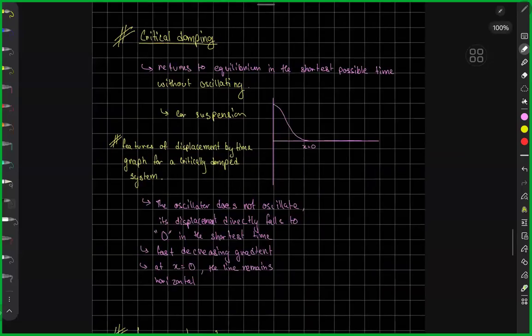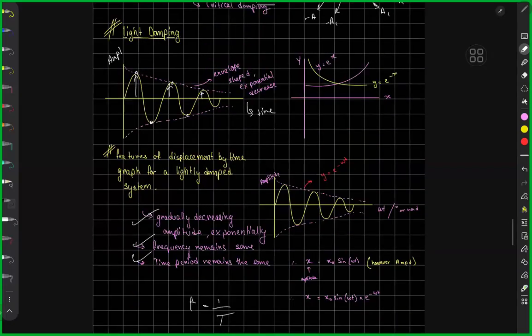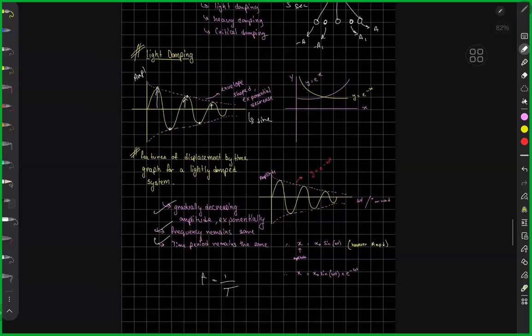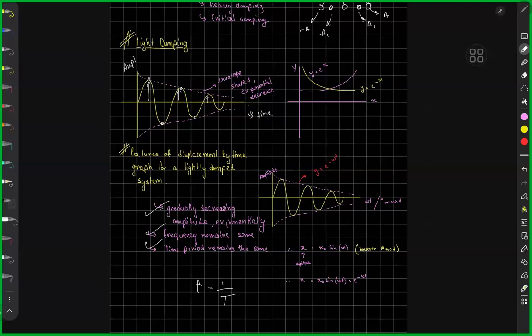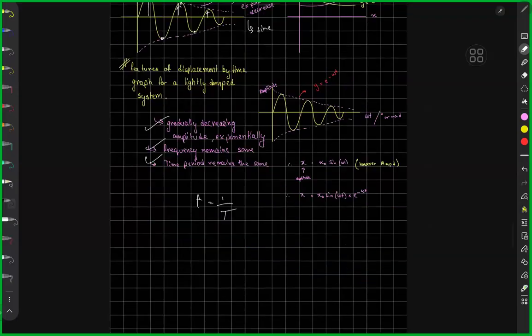Now, next one. Do we need to know why it decreases that way? Why gradually the amplitude decreases like that? Oh, this is simply the nature of light damping. It's simply a statement that whenever you have a gradual decrease of energy or amplitude, that simply means it's lightly damped. Why it happens is because the damping is not strong enough to eat up all the energy of the system, which we will see in critical damping.